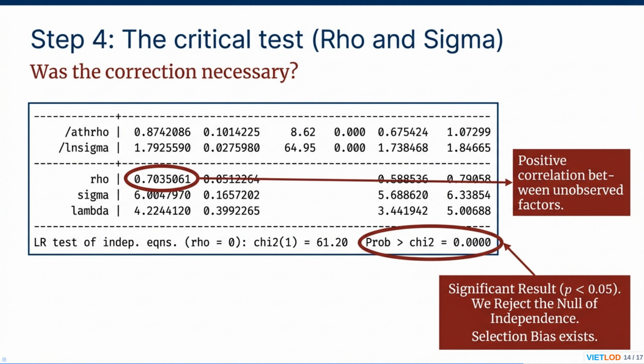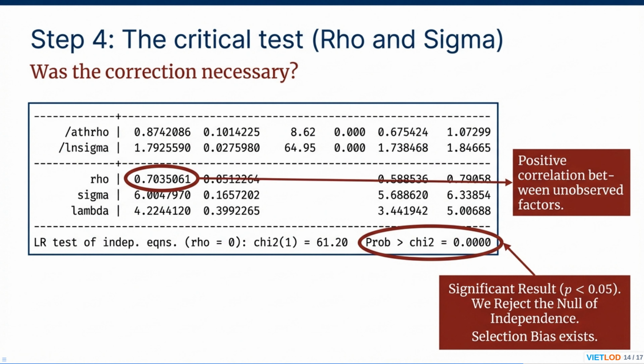Now we reach the crucial step, determining if the Heckman correction was truly needed. We look at the parameter rho, which estimates the correlation between the unobserved factors influencing the selection decision and the outcome. Our model estimates rho at 0.70, a significant positive correlation, indicating that unobserved characteristics that make someone more likely to participate also positively affect their potential outcome.